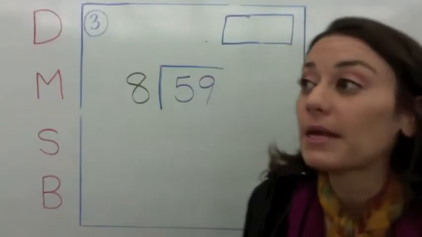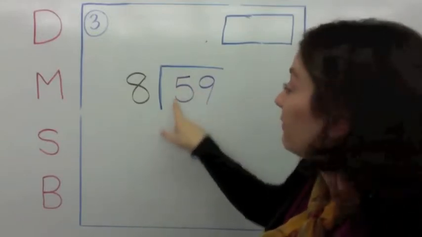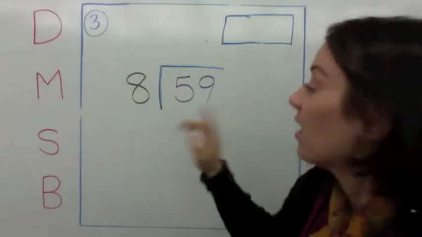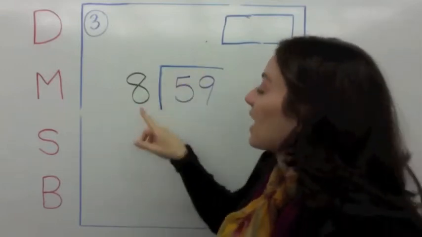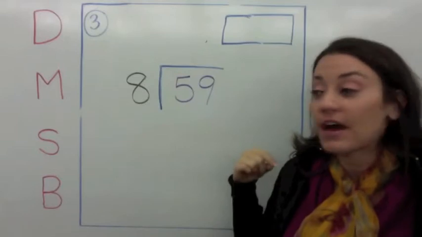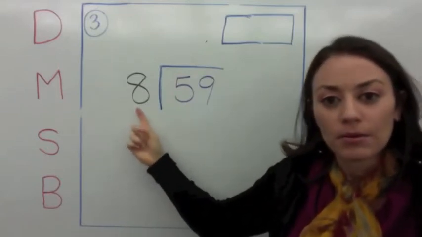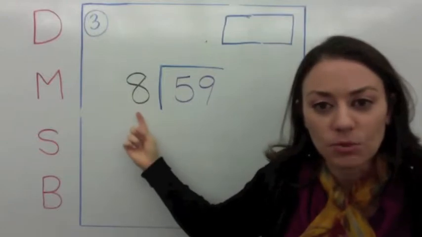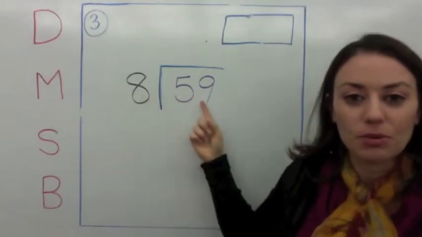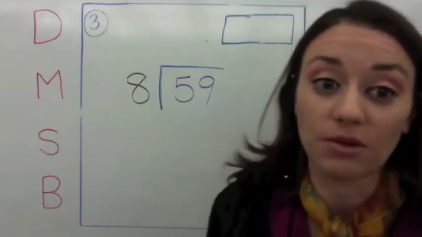Okay, everybody read number 3 with me. It says 59 divided by 8. What does it say? 59 divided by 8. So our dividend is 59, and our divisor is 8. What are we going to skip count by? What's this number? This number is 8. We're skip counting by 8 to get to a number that is closest to 59, but it has to come before 59 when we skip count.